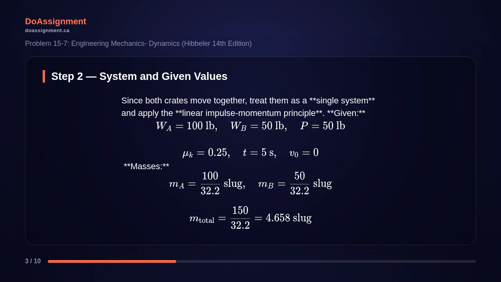Since both crates move together, we treat them as one system and apply the linear impulse momentum principle. The given values are weight of A equals 100 pounds, weight of B equals 50 pounds, applied force P equals 50 pounds, coefficient of kinetic friction equals 0.25, time equals 5 seconds, and initial velocity equals 0. The total mass is 150 divided by 32.2, which equals 4.658 slugs.